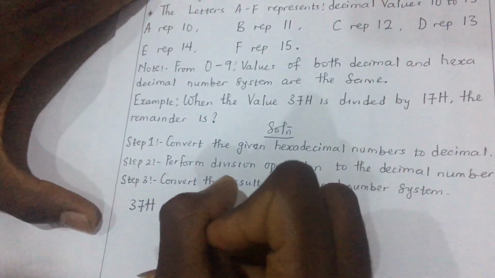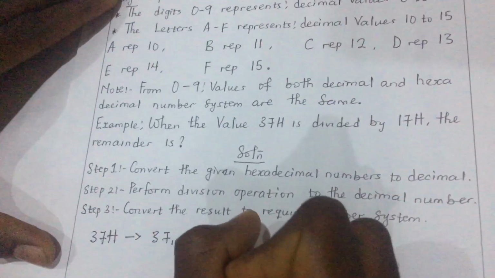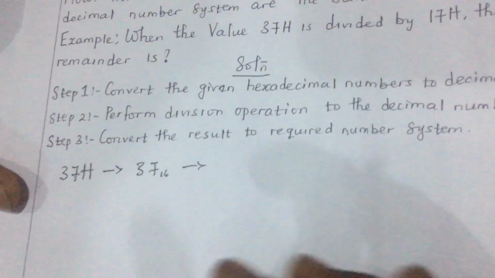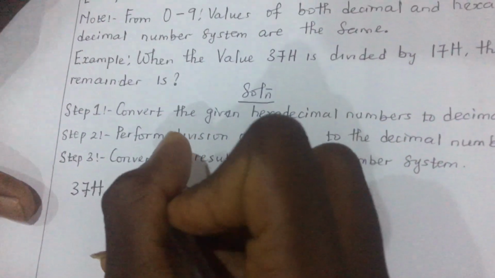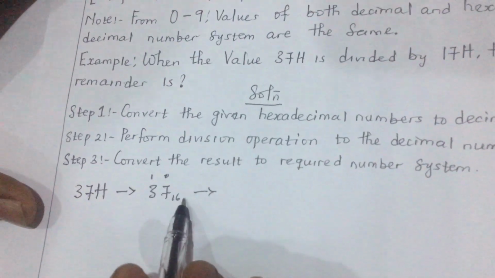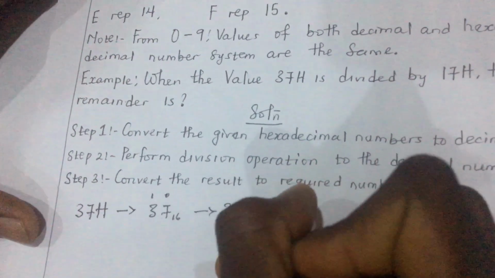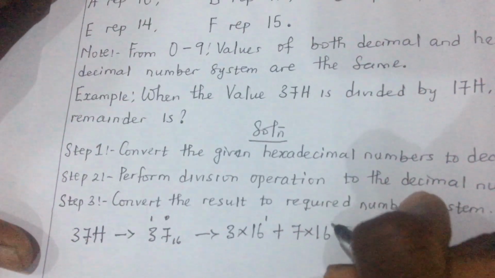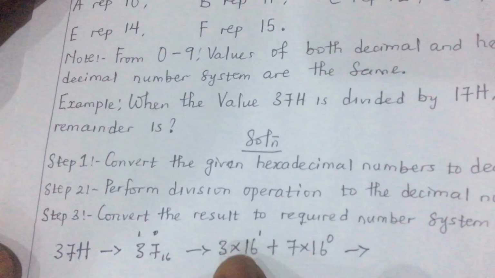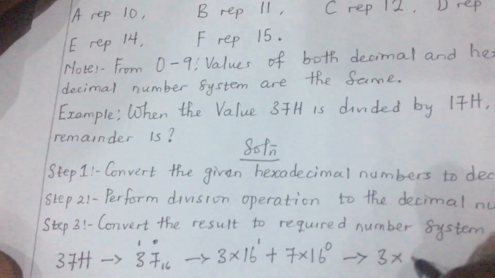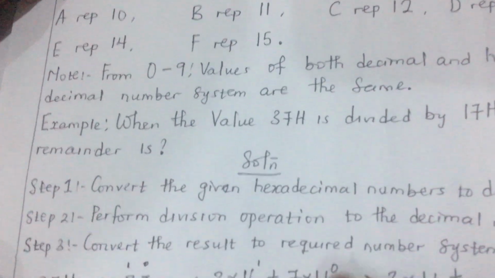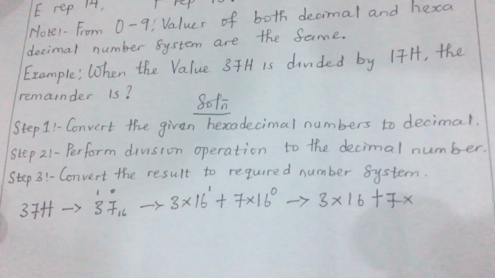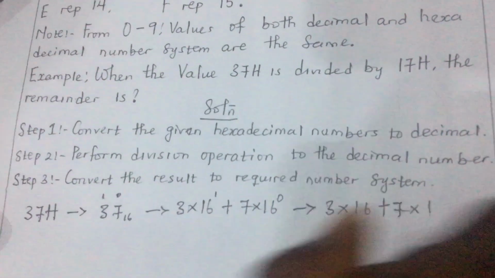37h is the same as 37 base 16. And how do we convert 37 base 16 to decimal, that is to base 10? We simply do that by putting positions 0 and 1. So we are going to multiply 3 times 16 raised to the power of 1, plus 7 times 16 raised to the power of 0. 3 times 16 raised to the power of 1 gives us 3 times 16, plus 7 times 16 raised to the power of 0, which is 7 times 1, because anything raised to the power of 0 is 1.